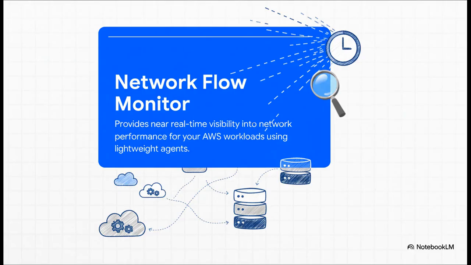So, in a nutshell, what is this thing? CloudWatch Network Flow Monitor gives you almost real-time visibility into how your network is performing. And it does this by using these small, lightweight software agents you put on your instances. Now, the keywords there are lightweight, which means it's not going to slow your apps down, and near real-time, which means you get the data fast enough to actually do something about a problem while it's happening.